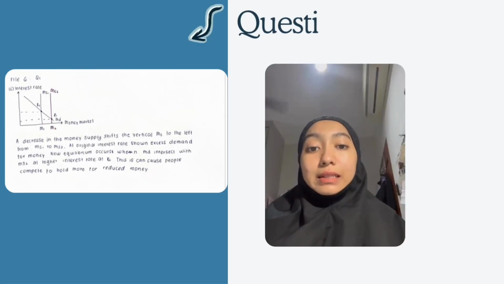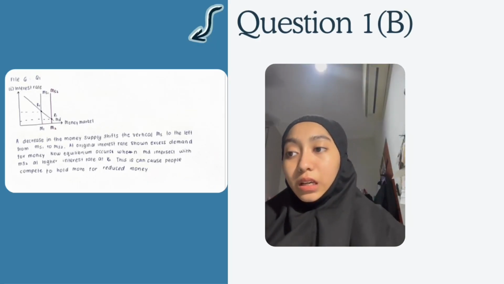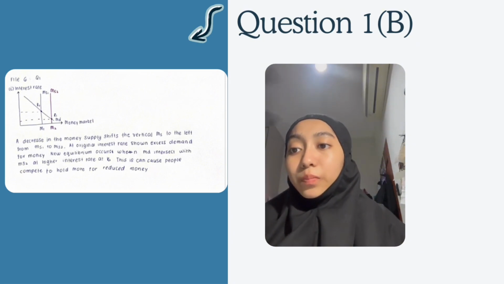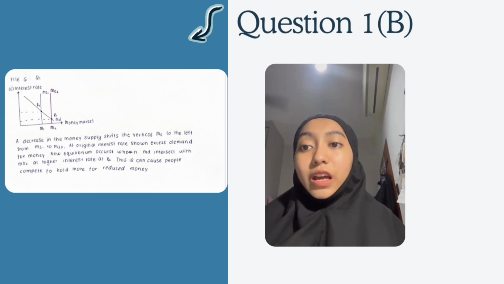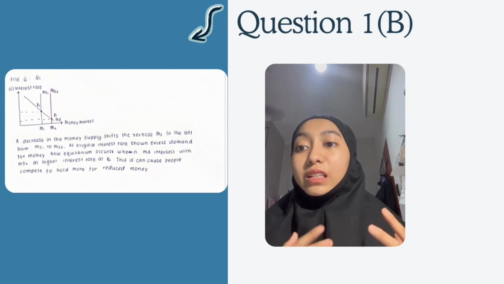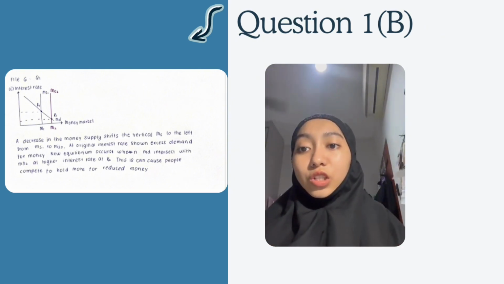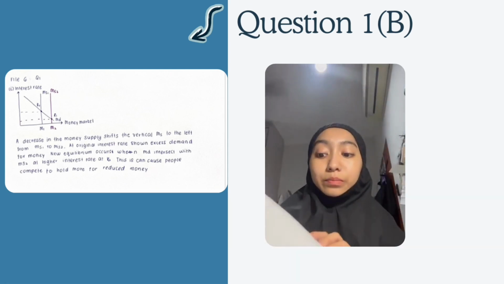Let's move to tutorial 6, question 1. The question is: using a money market diagram, explain the effect of a decrease in the money supply on the interest rate. Show how the money supply curve shifts to the left and describe the new equilibrium. Can you sketch the diagram? Okay, I sketch my diagram for me to understand.